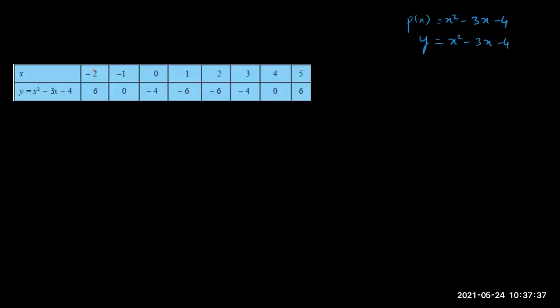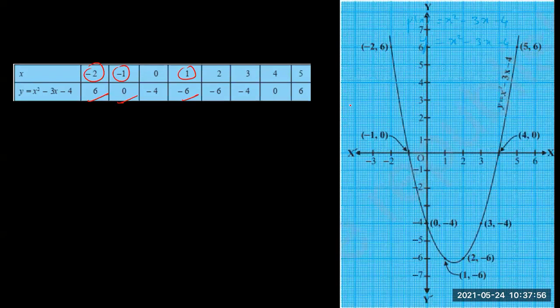When you take x equal to minus 2, y is 6. When you take x equal to minus 1, y is 0. When you take x equal to 1, y will become minus 6. So these are the solutions of the given polynomial. When you plot these solutions on a graph sheet, the graph will come like this. The graph is like a U shape.